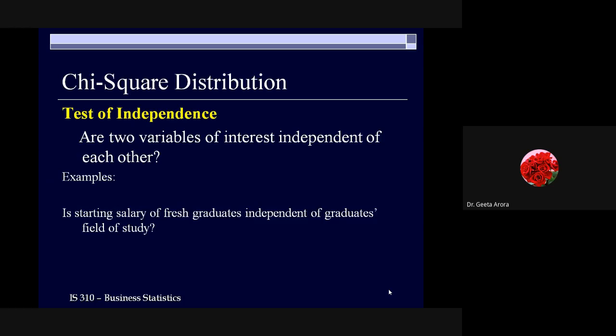Correct? If we have an assumption in our mind, we might say that a BTech student earns more than an MBA. But these are all assumptions in our mind. We are not sure about what is actually happening in real-life situations.